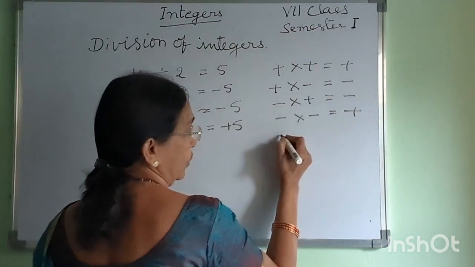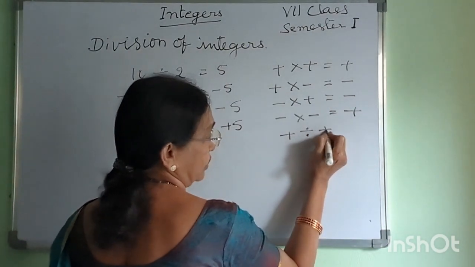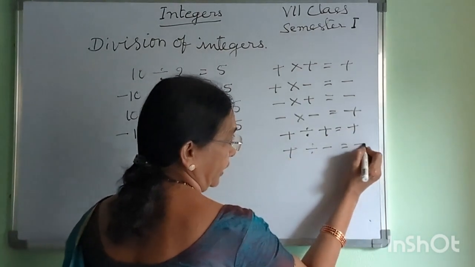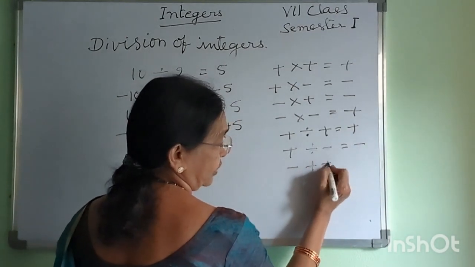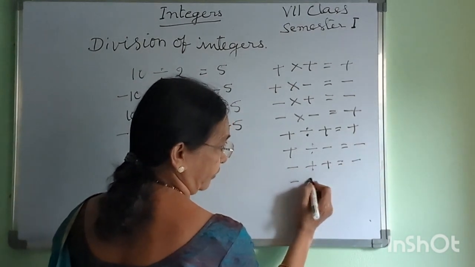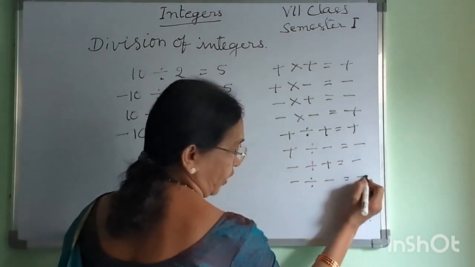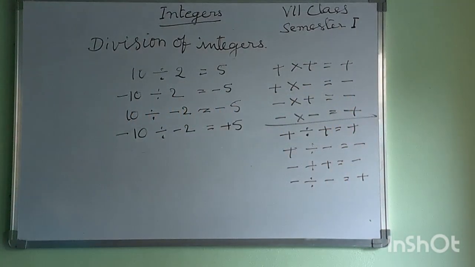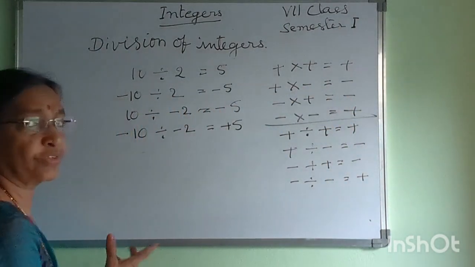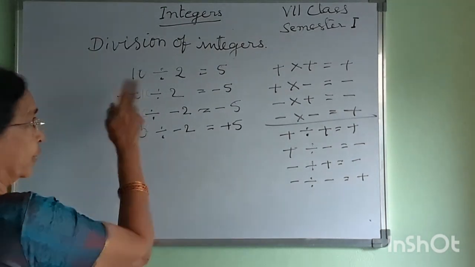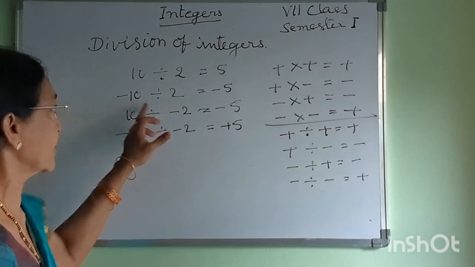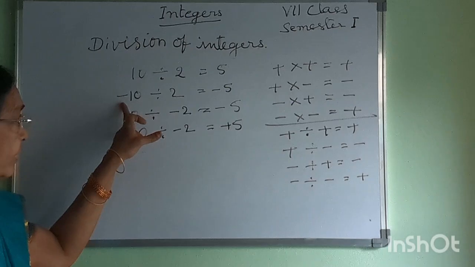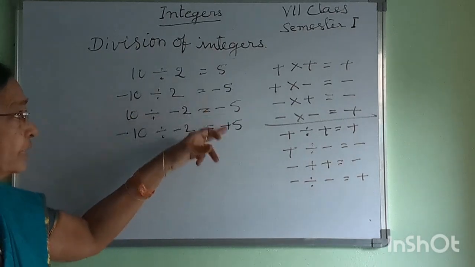Similarly, in division also, positive divided by positive is equal to positive. Positive divided by negative is equal to negative. Negative divided by positive is equal to negative. Negative divided by negative is equal to positive. So remember these 4 steps. So division of integers is like this, just like whole numbers. If both the integers have negative sign, we get positive. If only one integer is negative, we get negative.